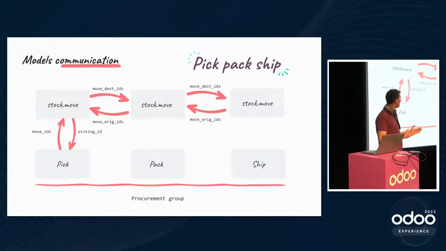And these moves are linked by the two keys we spoke about earlier: the move_dest_ids and the move_orig_ids. And it could be very useful because it allows you to go from an object, from a transfer, to the upstream document.